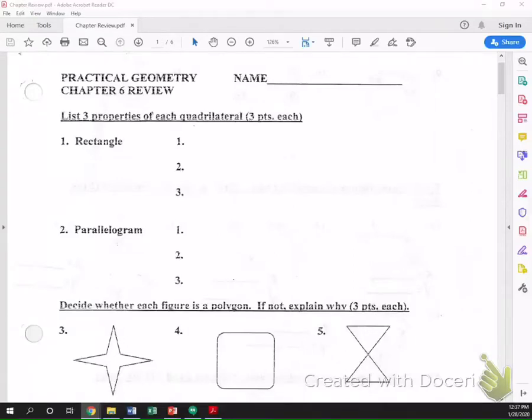All right, so do you guys have 3 properties for a rectangle? So I'm actually going to put that under parallelogram.